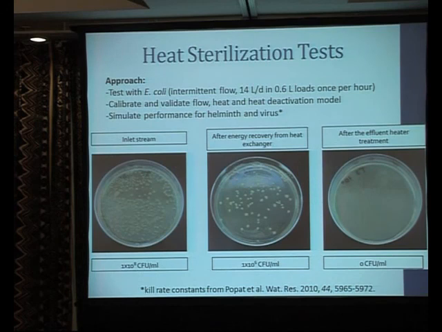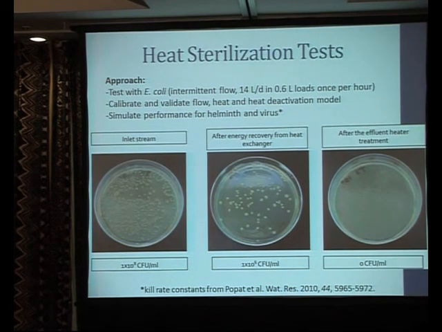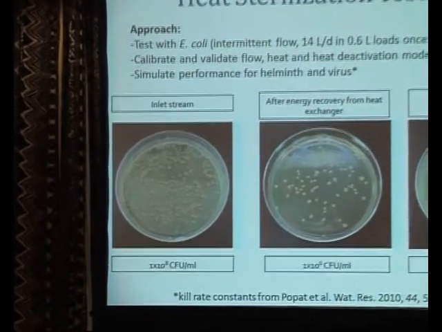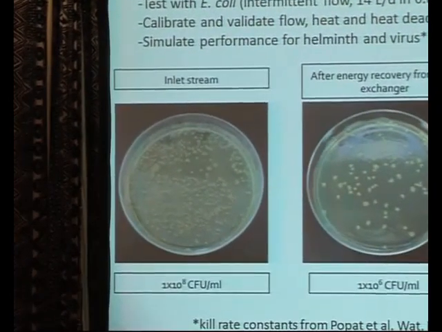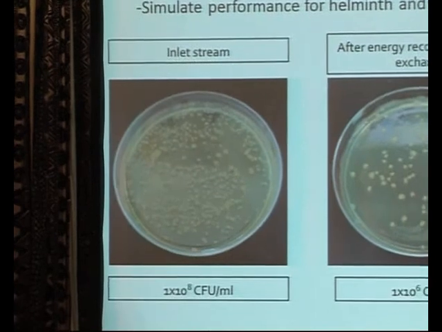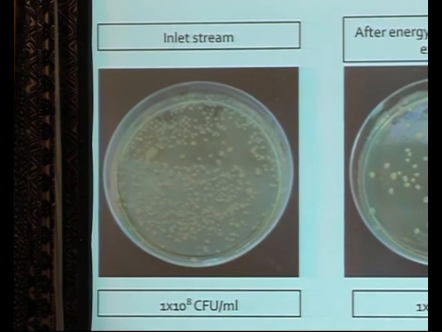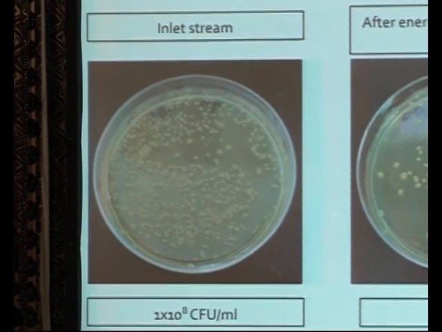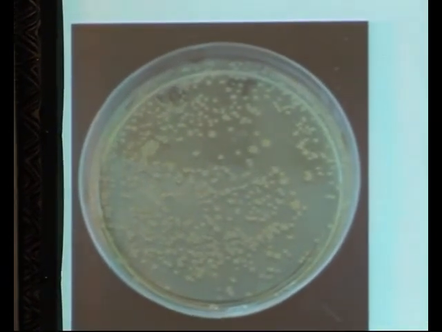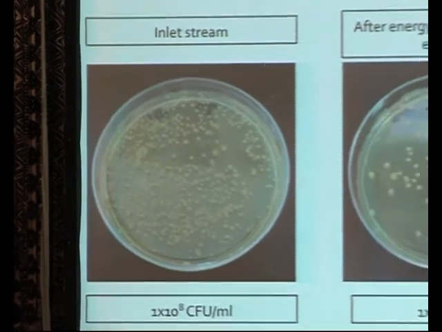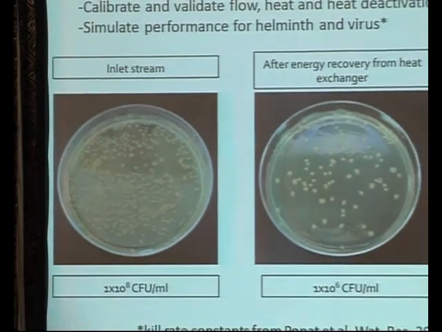Our approach has been the following. In the lab, it's a lot easier to work with E. coli. There's very quick growth and it's easy to quantify. So we're feeding E. coli suspension, again intermittently, in a kind of simulated field condition in our 0.6 liter system. And we're measuring the E. coli at different points in our system.